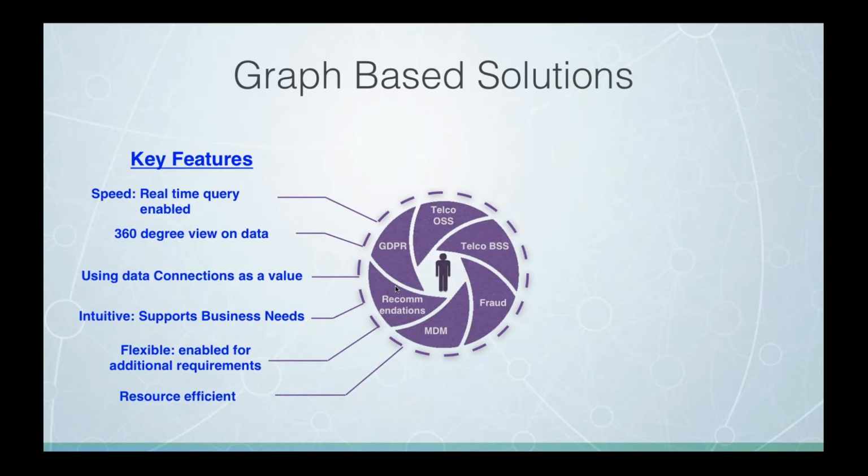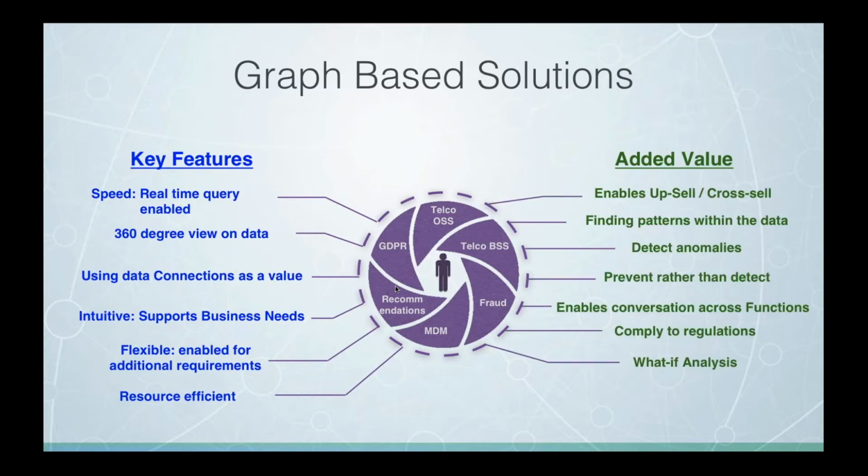So the question then is, what value does this provide for you? You can find patterns within the data, which is something graph technology really helps with. And with that, you can detect anomalies by simply using graph technologies and taking advantage of the capabilities provided by the connected data. You will be enabled to prevent fraud using real-time technology rather than detecting it after fraud has happened. With what-if analysis, a customer can see and verify the actions taken.